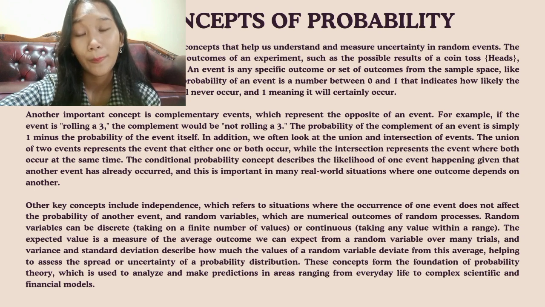number on a die. The probability of an event is a number between 0 and 1 that indicates how likely the event is to occur, with 0 meaning it will never occur and 1 meaning it will certainly occur. Another important concept is complementary events, which represent the opposite of an event.